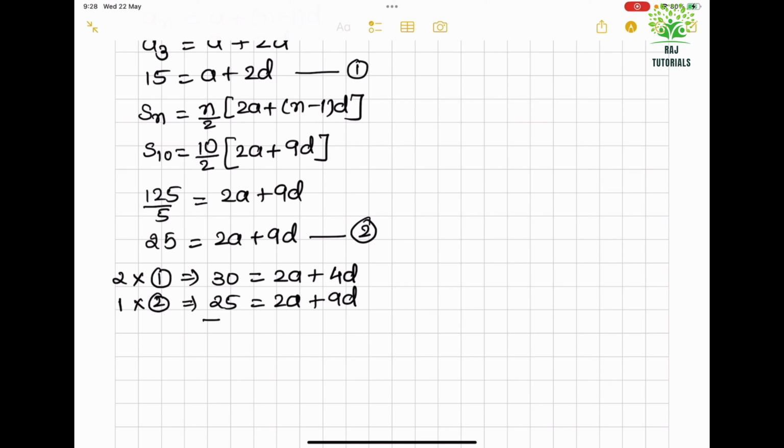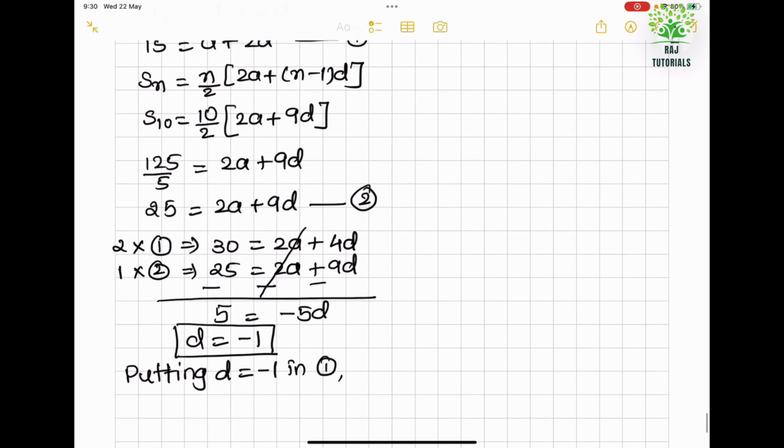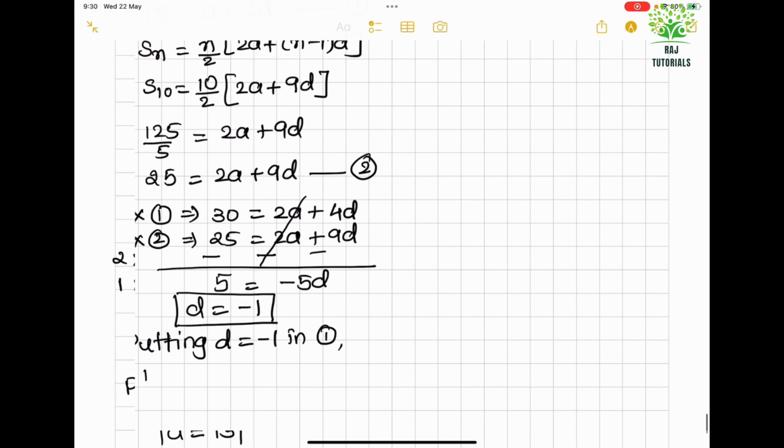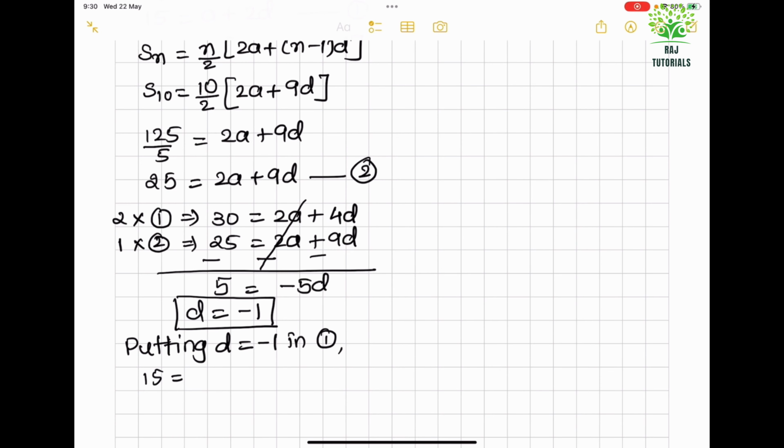Now subtracting both the equations, 5 equal to minus 5d. So d equal to minus 1. So now I got d. So I can put the value of d equal to minus 1 in 1. 15 equal to a plus 2 into minus 1. So a equal to 17.